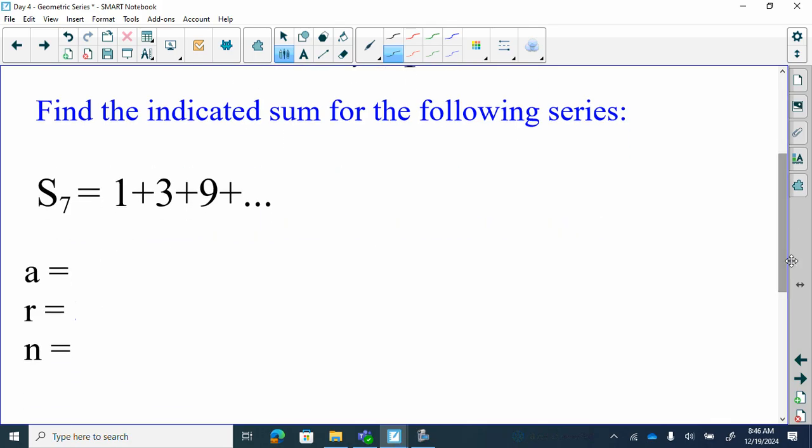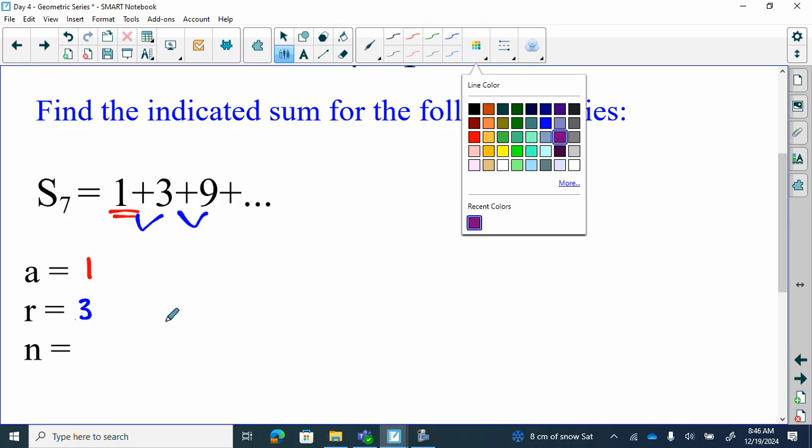Let's try these questions together. What's my A value? What is the R value, the common ratio? 3 divided by 1, 9 divided by 3. It's 3. And what's N in this case?